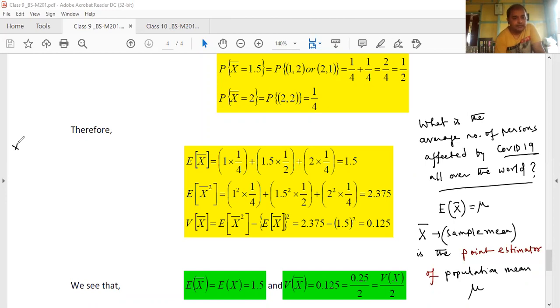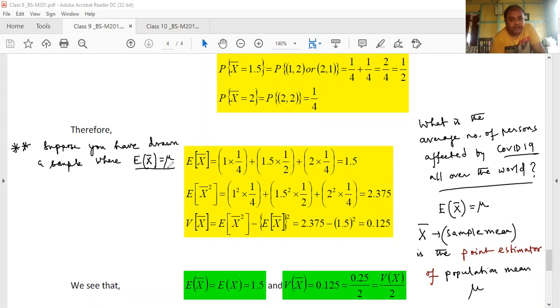Also, it is to be noted that suppose you have drawn a sample where E X bar is equal to mu indeed. Now you never know whether it is indeed true or not, because you can only say that, yeah, it is. I am saying that the expectation of X bar equal to mu, the expectation of X bar is point estimating the population mean, but you do not know the actual scenario. But suppose this is the fact, we indeed for the situation, expectation of X bar is indeed mu.